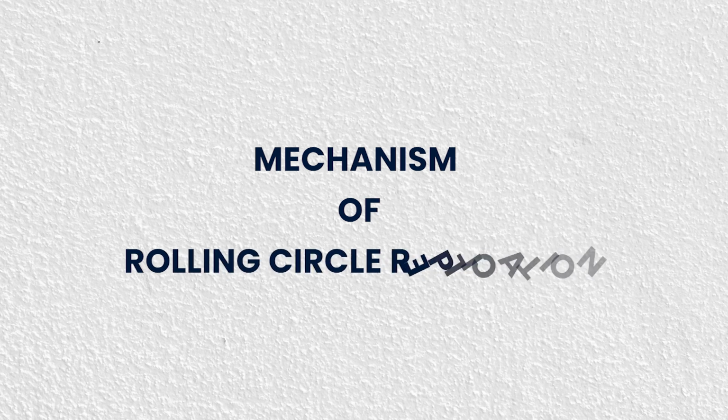Fourth one is simian virus 40, or we can say SV40. In the late 1960s, researchers studying SV40, a virus that infects monkeys, also observed that its DNA replication involved a rolling circle mechanism. Now, let us see the mechanism of rolling circle replication.